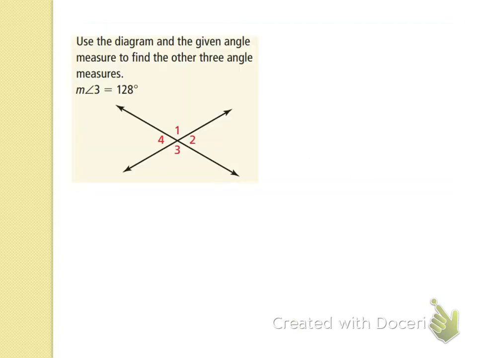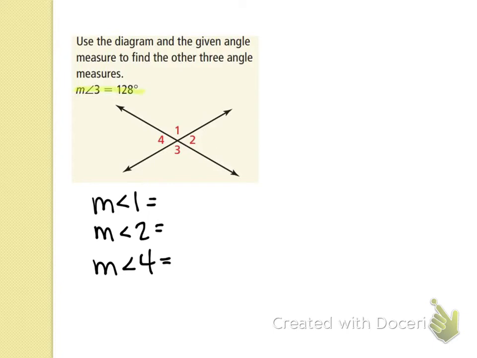We're going to practice first. This is on page 2. We have one angle measure, and we're going to find the rest. We know angle 3, so we're going to find the measure of angle 1, the measure of angle 2, and the measure of angle 4. Go ahead and list them out, because that's what we're going to be looking for.